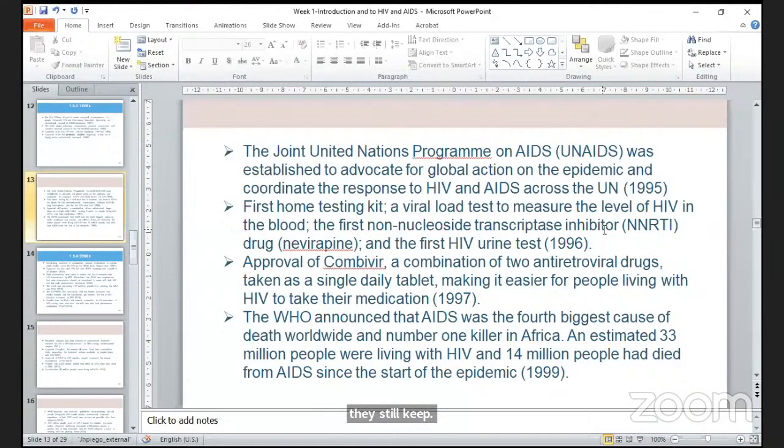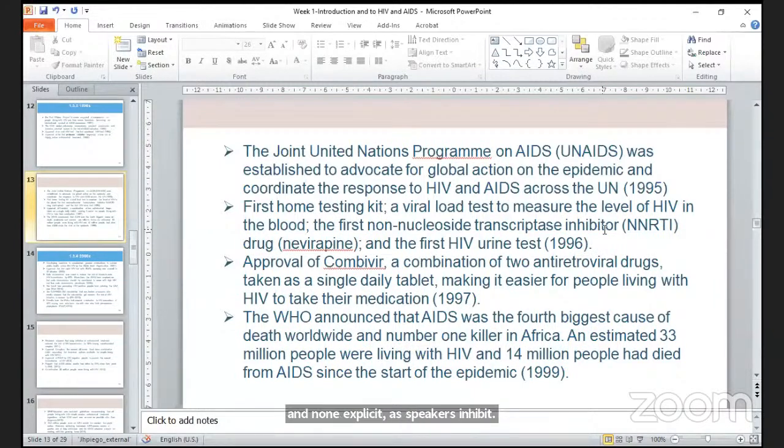Then the first non-nucleoside reverse transcriptase inhibitor drug was also discovered, called nevirapine. I will expound on that a bit. And also the first HIV urine test was discovered. So 1996 was a lot of history: first urine test, first home test kit, first viral load test, first non-nucleoside transcriptase inhibitor. Now let me expand on that because of the technicality involved.